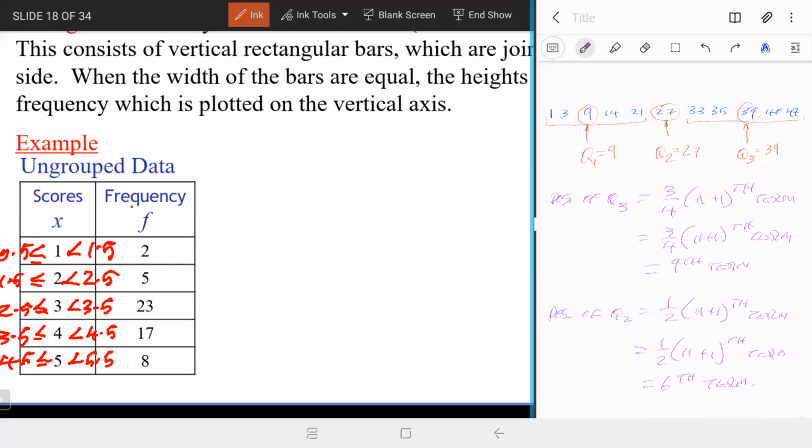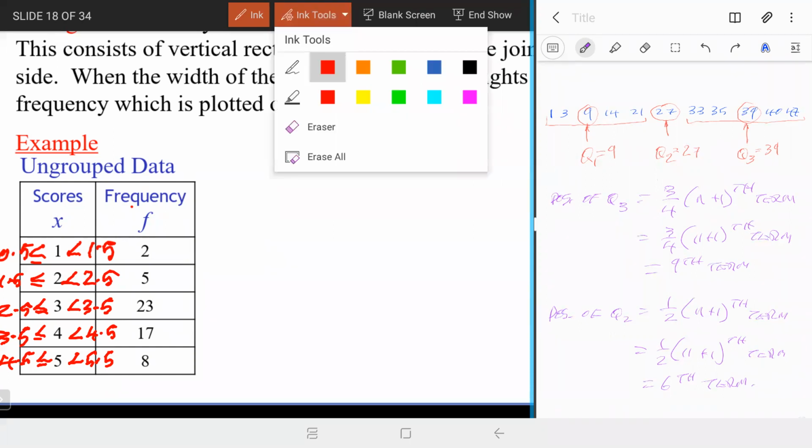Those 0.5s and 1.5s are called the boundary values. So the boundary values of 1 are 0.5 and 1.5. The boundary values of 2 are 1.5 and 2.5. The boundary values of 3 are 2.5 and 3.5. The boundary values of 4 are 3.5 and 4.5. The boundary values of 5 are 4.5 and 5.5. So those things in red are the boundary values, and that's where the bars of the histogram must be drawn.